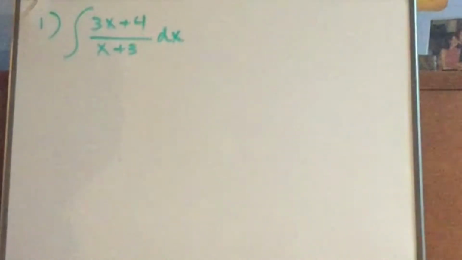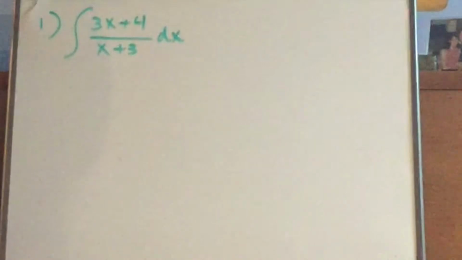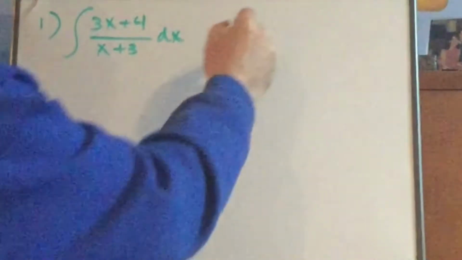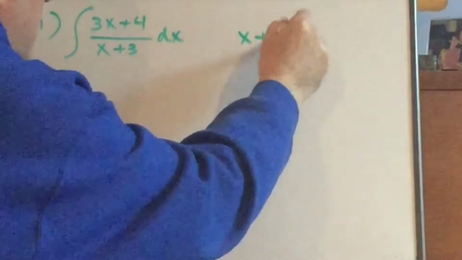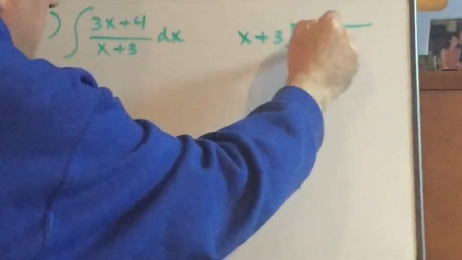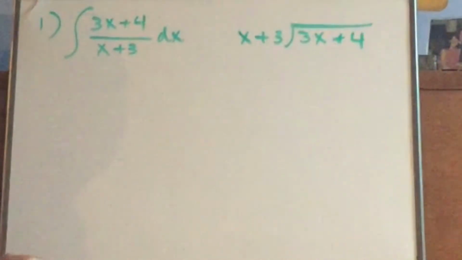Example number 1 is the integral of (3x + 4) over (x + 3) dx. And this would be a candidate for integration by long division because the degree of both the numerator and the denominator is 1. They're equal degrees. So we're going to divide x + 3 into 3x + 4.